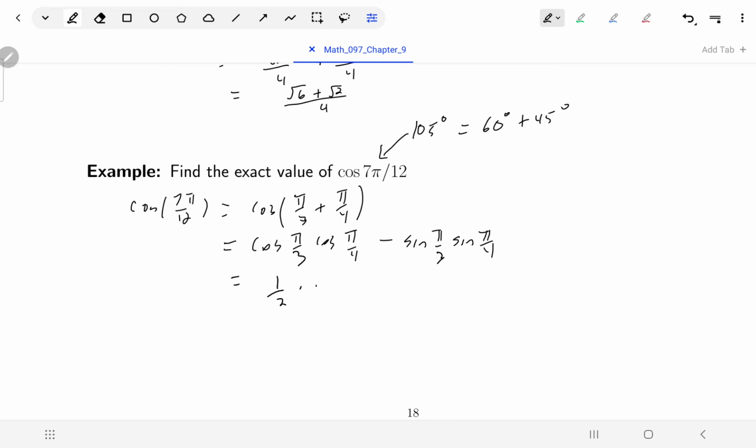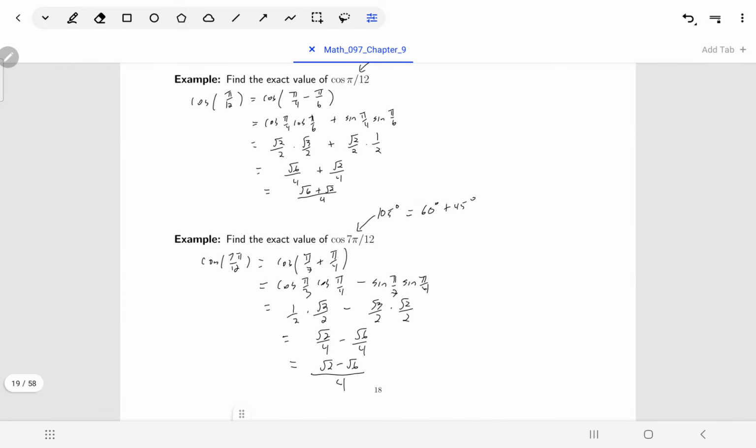1/2 for cosine of pi over 3, root 2 over 2 for cosine of pi over 4. I have root 3 over 2 for sine of pi over 3, and root 2 over 2 for sine of pi over 4. And then again, just a little bit of cleaning up. And I have my final result. So cosine of 7 pi over 12 is root 2 minus root 6, the whole thing all over 4.